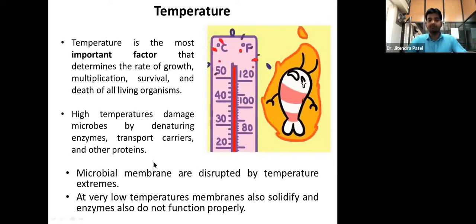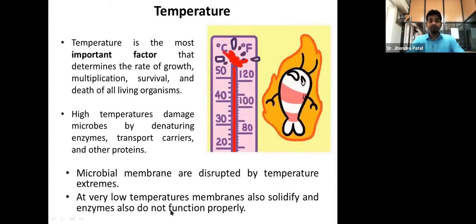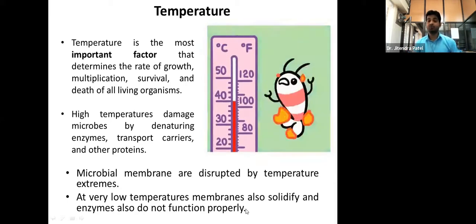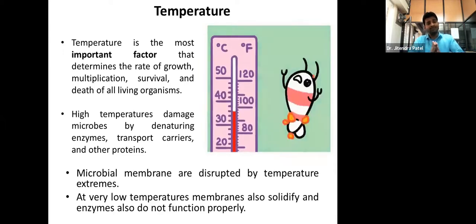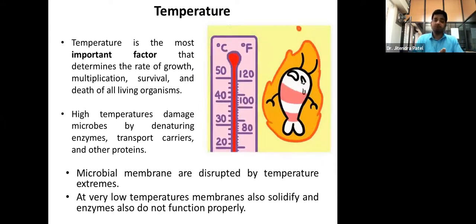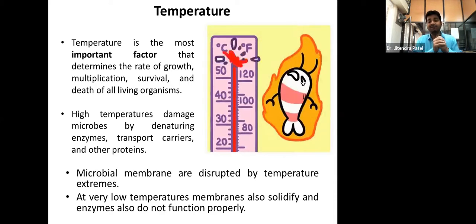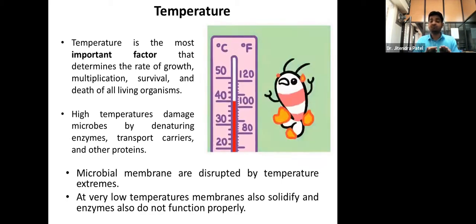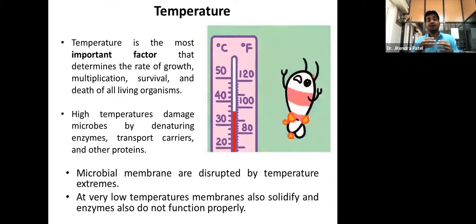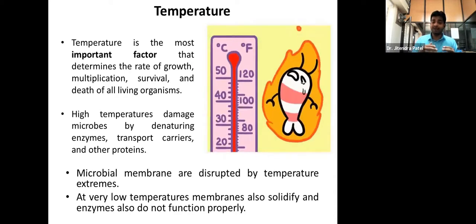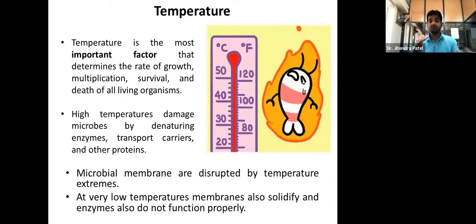So we need to know what the range of temperature is where they are going to have this kind of situation. At very low temperature, the membrane also solidifies, and enzymes do not function properly, right? It is not only high temperature that causes disruption in the microbial cell. If you go to extreme low temperature, beyond the range for the specific microorganism, once again the membrane is going to solidify, right? The flexibility will not be there, and the enzymes will not be able to function. Even if not denatured, they will not be in function mode, and the microorganism will not be able to fulfill its other life or survival mechanisms, and ultimately the microbe is going to die. So the range is very, very important here, the minimum and maximum temperature, so that they will be able to survive.